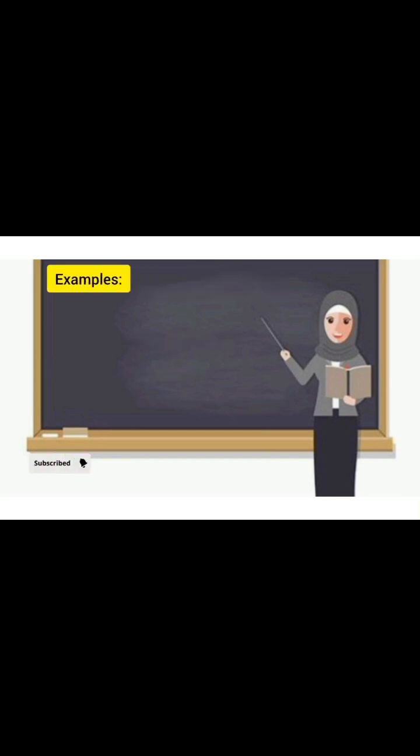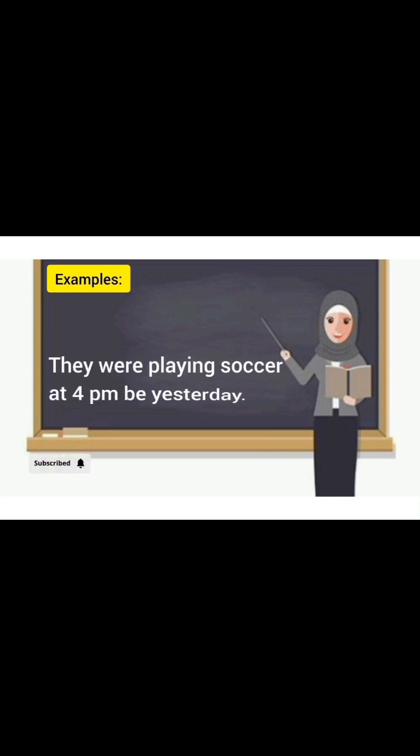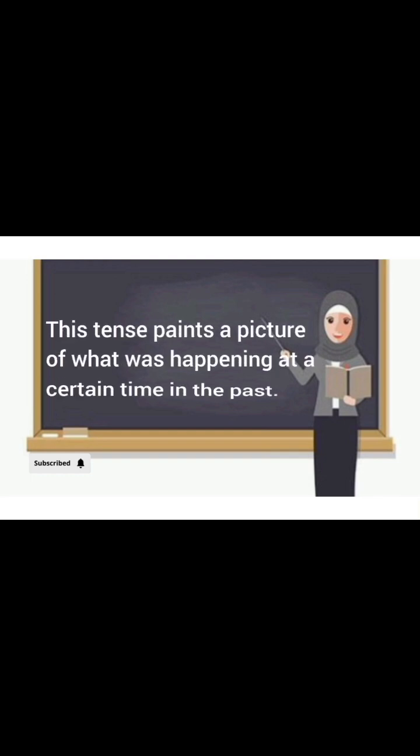Examples. I was walking to the park when it started to rain. They were playing soccer at 4 p.m. yesterday. This tense paints a picture of what was happening at a certain time in the past.